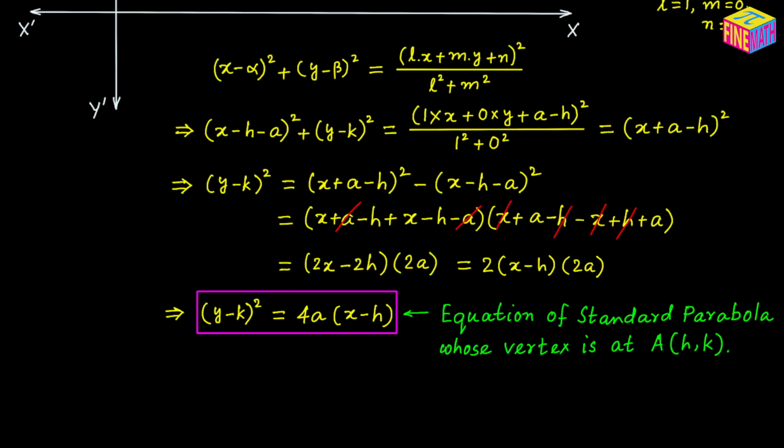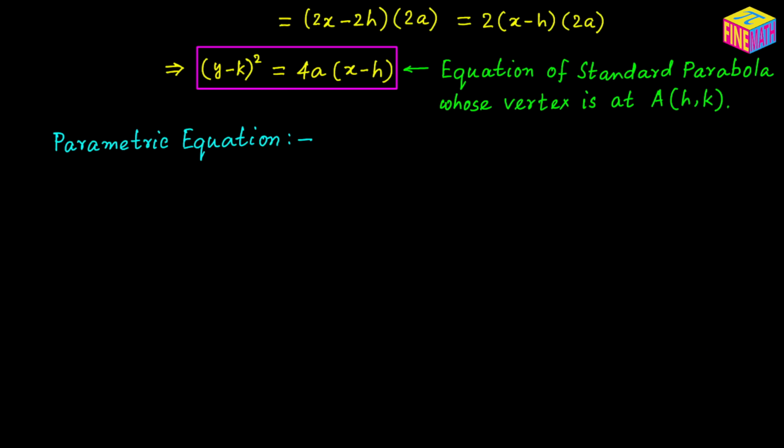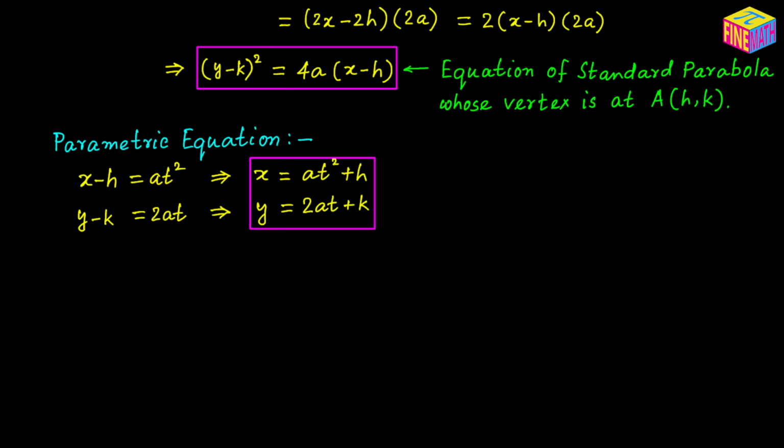So if this is the equation of the shifted parabola, what would be the parametric equation of this shifted parabola? We have to use such a parametric value for x so that the right hand side becomes a whole square, and for x minus h, if we use at squared, then the right hand side will become a whole square. That means for x we have to use at squared plus h, and then on the left hand side in place of y minus k we have to use 2at, and from there we can say y is equal to k plus 2at or 2at plus k, and that is the parametric equation of this shifted parabola.